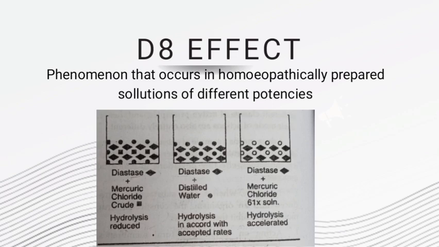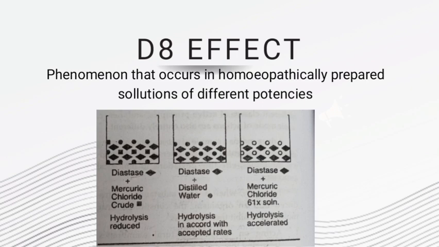In the first beaker, because of the interference of the crude substance, they showed decreased hydrolysis. In the second beaker, because of no medicine, they showed the normal accepted rate. In the third beaker, because of the potentized medicine, the action of the medicine showed an increased hydrolysis. If we draw a graph of effect against potency, it shows a maximum effect at D8 potency, so the effect is called the D8 effect.